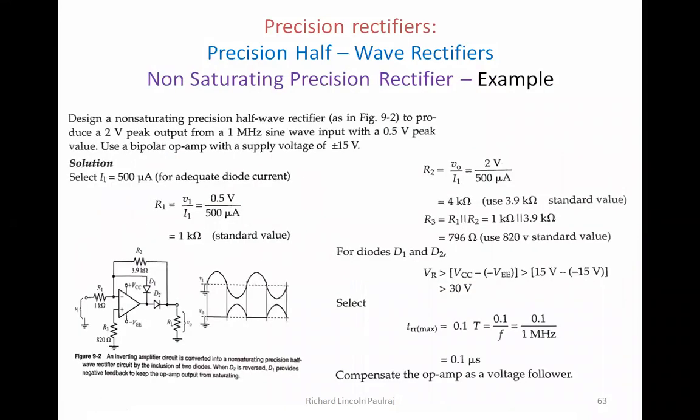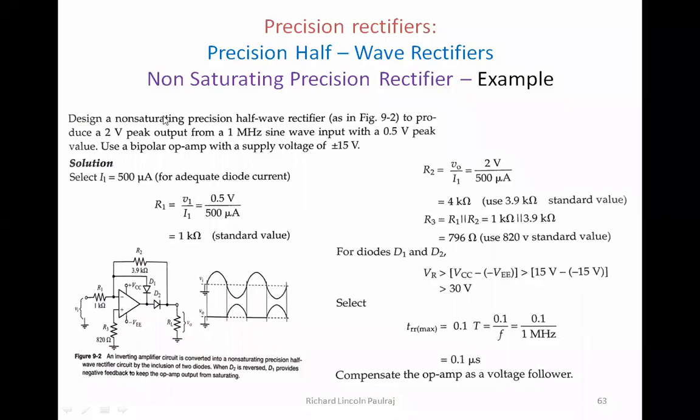So now we'll try to solve one example, right, with regards to non-saturating precision rectifier, and we are going to use the same circuit that we used previously, right? R1 being 1K and R2, right? R3. So we will see how these problems are solved.